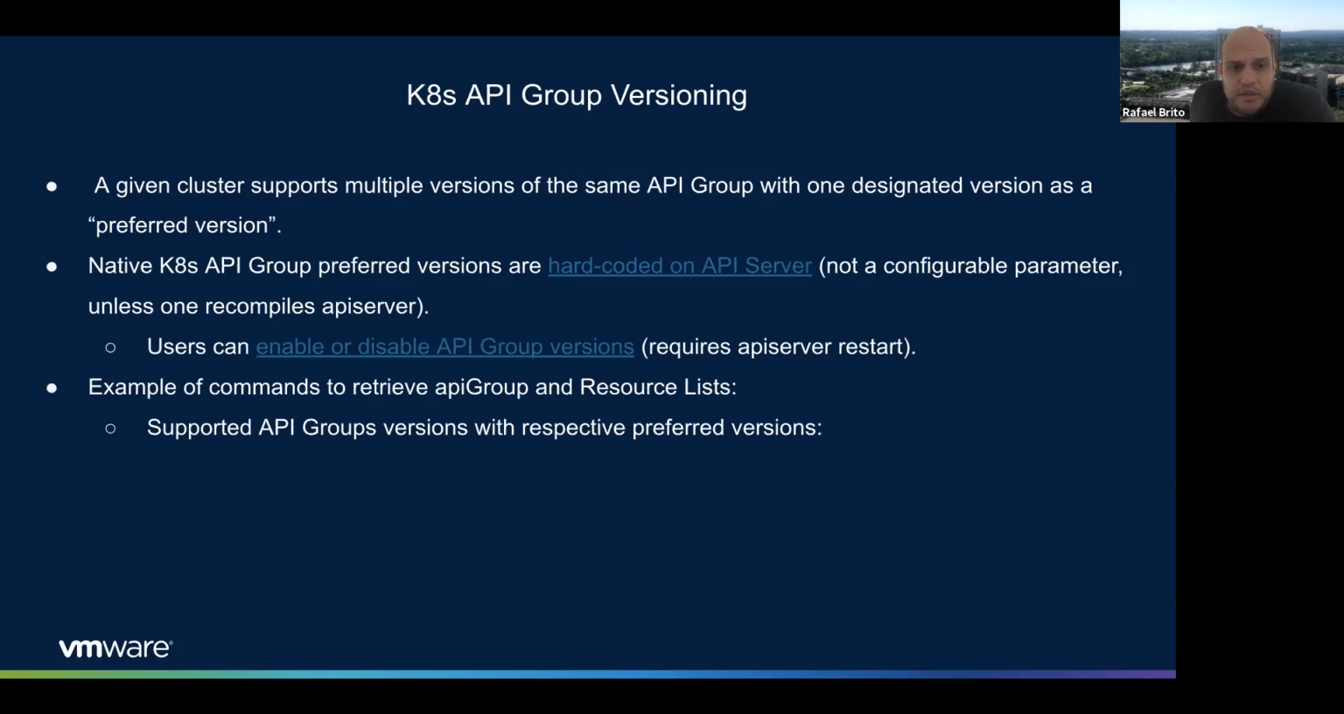So there's a couple of command lines showing how to retrieve information about your cluster in terms of what versions it supports, and what the preferred version is. This one on the screen, /apis, you're gonna see all API groups and versions and preferred versions.